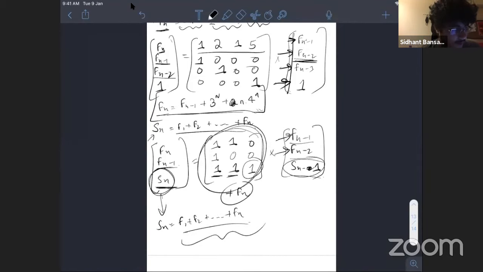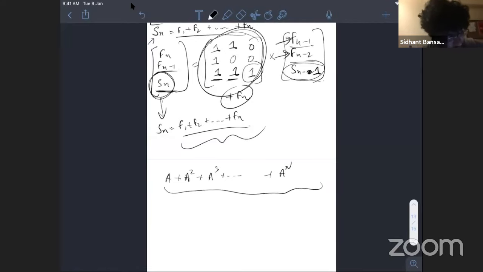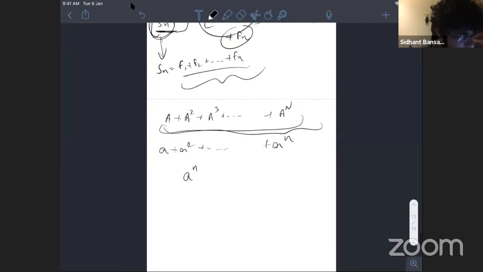Another trick that I know of is if you have a plus a square plus a cube dot dot up till a to the n. Let's say you have a as a matrix and, for some reason, you want to calculate this thing. In normal maths you can use the GP formula, which is something like a to the n plus 1 minus a to the n upon a minus 1, right?